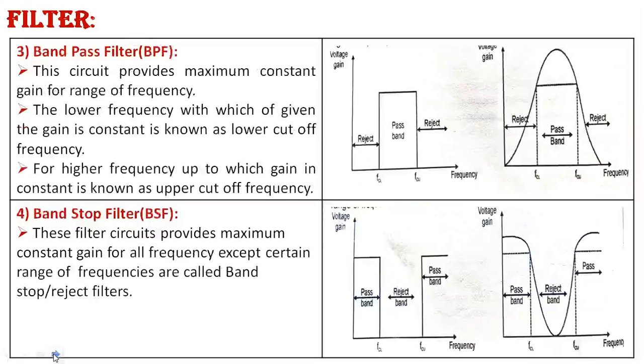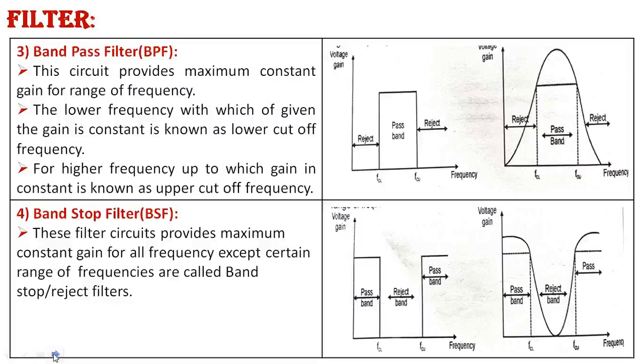Next one is the band pass filter. This circuit provides maximum constant gain for a range of frequencies, and the lower frequency at which the gain is constant is known as the lower cutoff frequency. The higher frequency up to which the gain is constant is known as the upper cutoff frequency. So the diagram shows the ideal and practical response of the band pass filter.